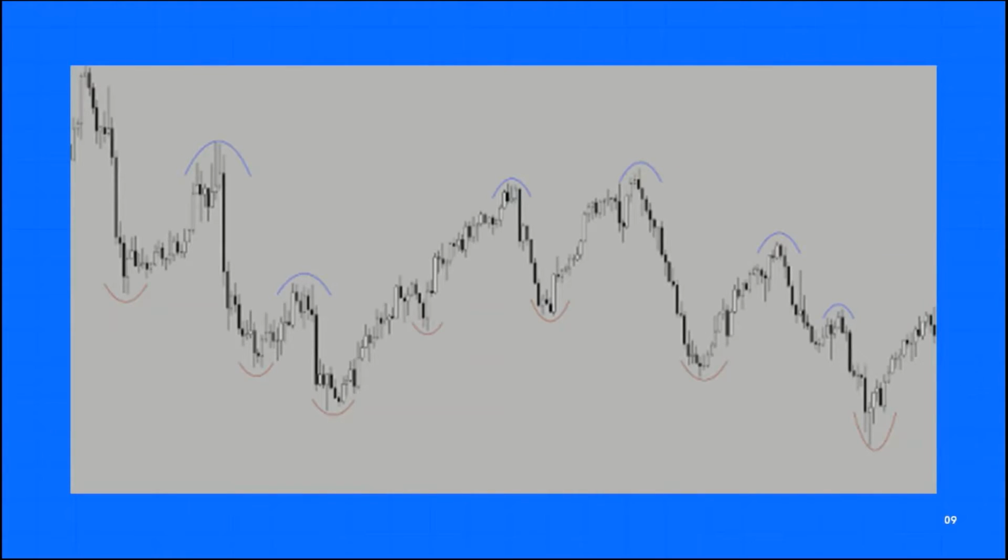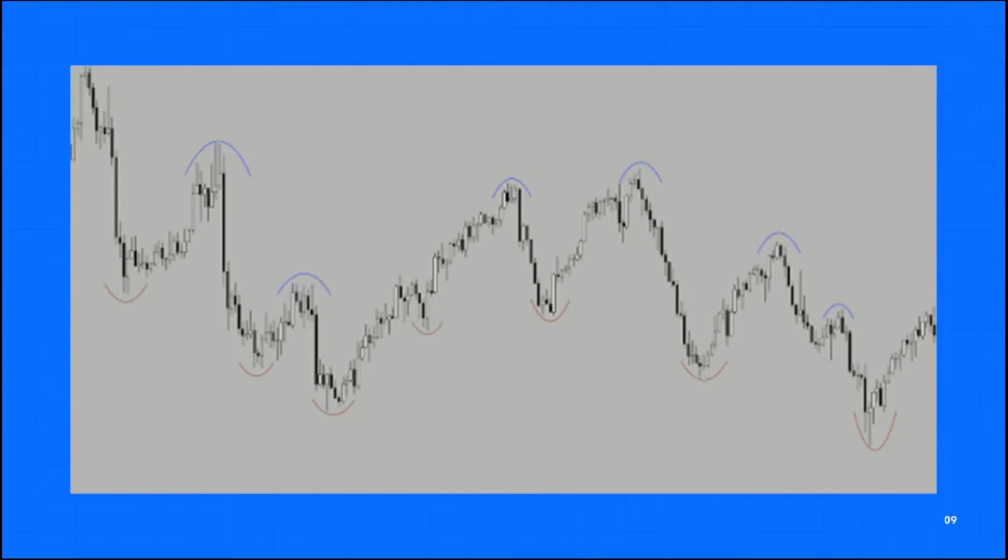Now, in this diagram, you see that some areas are marked in blue, some areas are marked in red. The areas marked in red are swing lows. The areas marked in blue are swing highs. Swing highs are above, swing lows are below.